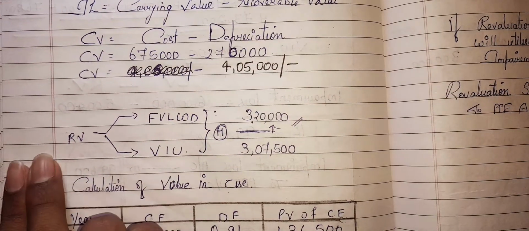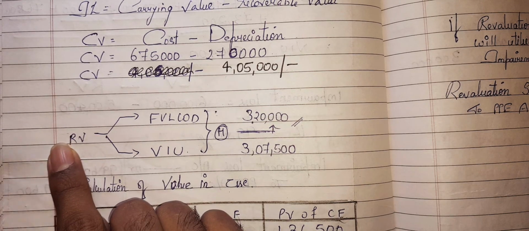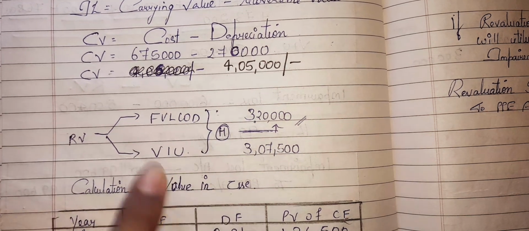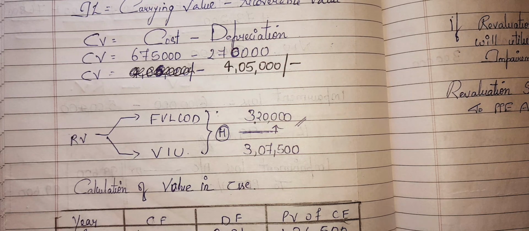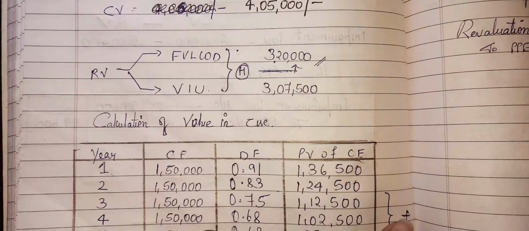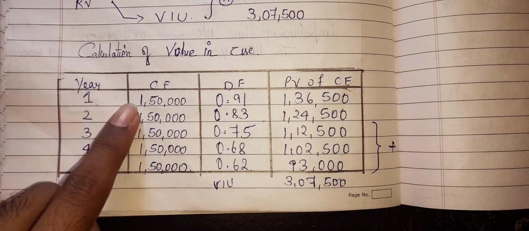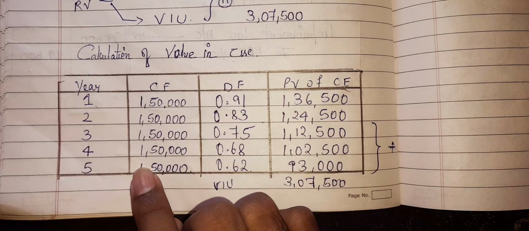Now I need to find out the recoverable value. In order to find out the recoverable value, we have to do a comparison between fair value less cost of disposal and value in use. So fair value, they have given in the question that the selling price of a similar asset is 3,20,000 rupees. So that is fair value. And value in use we have to find out. What they have told in the question is that every year the asset will give a cash inflow of 1,50,000. So I'll write 1,50,000 for all the 5 years.